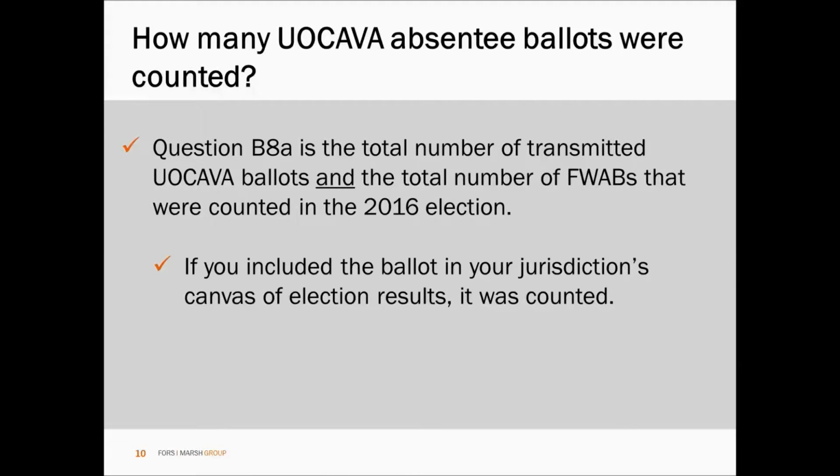Question 8 is asking about how many UOCAVA ballots were counted. So if you included a ballot in your jurisdiction's canvas of results, it was considered counted. And you're going to be talking here about the total number of ballots. So here you want to talk about both the transmitted ballots and the FWABs. So B8A is a total of all ballots, both FWABs and transmitted ballots.